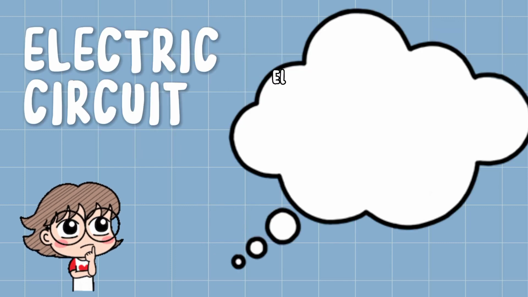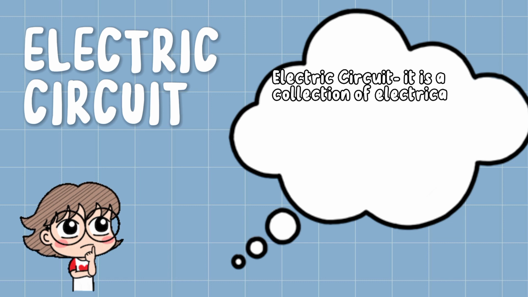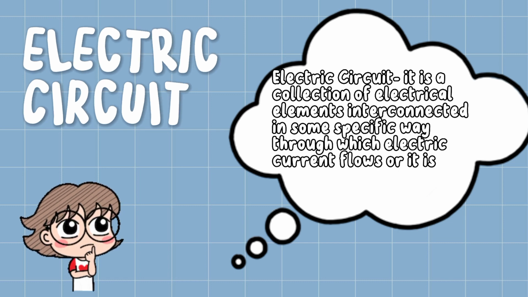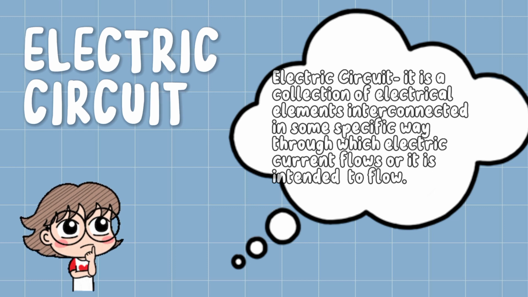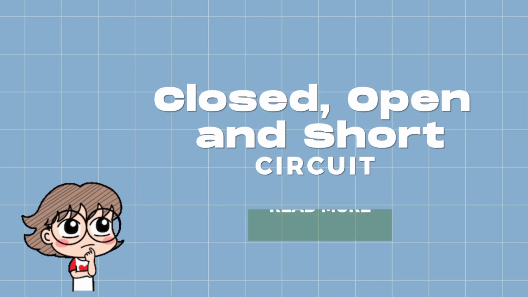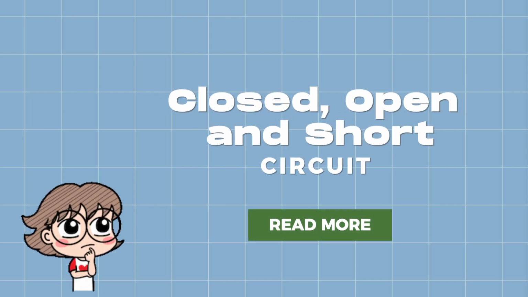Electric circuit. It is a collection of electrical elements interconnected in some specific way through which electric current flows or is intended to flow. A circuit consists of a source, conducting parts, and a load. Now, let's discuss the closed, open, and short circuit and how they differ from each other.